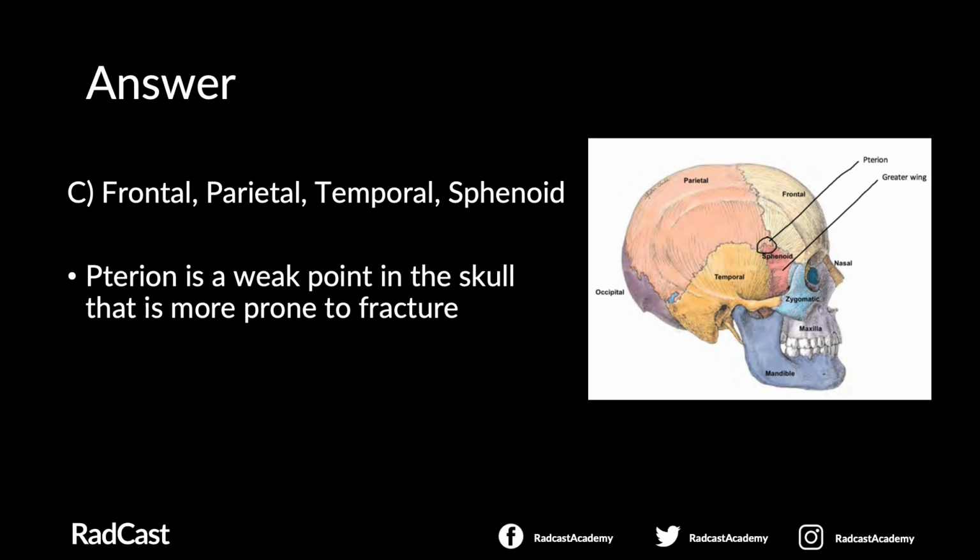Okay, guys, so here we go. It's answer C, so it's the frontal, parietal, temporal, and sphenoid. The pterion is the weak point in the skull that's more prone to fracture. Remember, this can result in extradural hemorrhages.